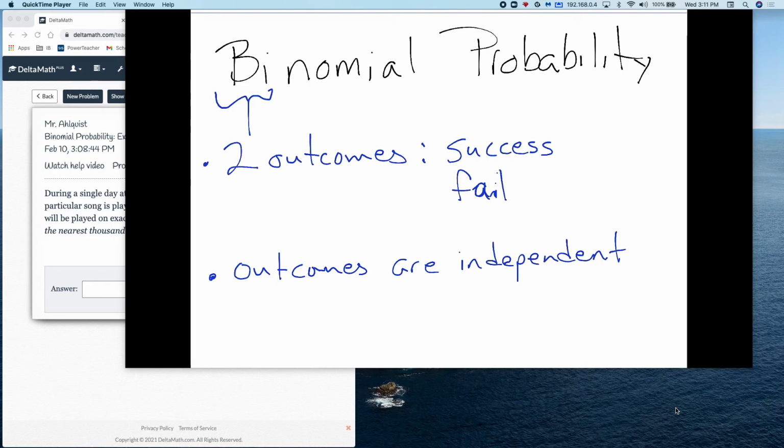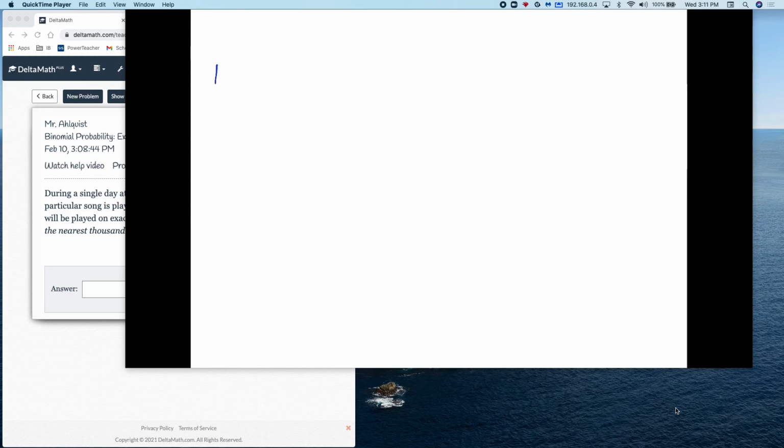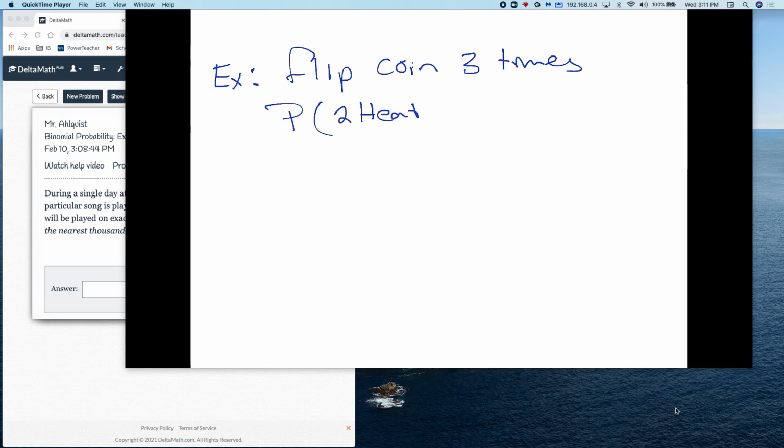Like think about flipping a coin 3 times. For example, if you were going to flip a coin 3 times, and I want to know what's the probability of getting 2 heads and 1 tail. Now I don't care about the order, I just care about getting it.